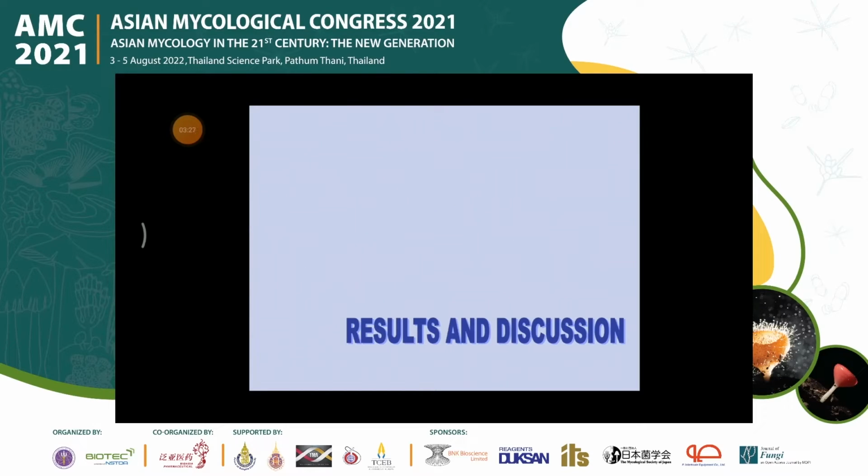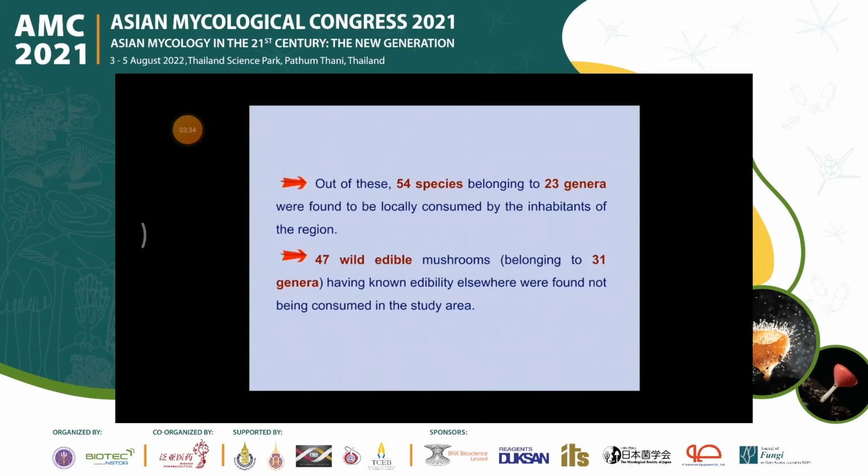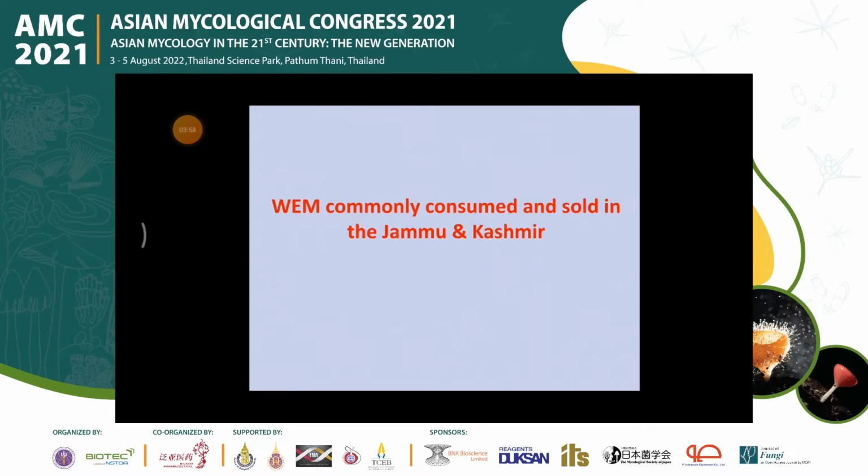So as far as the present study is concerned, a total number of 100 species, out of which 54 species belonging to 23 genera were found locally consumed by the local inhabitants of the region. 47 edible mushrooms are although reported to be edible from other parts of India and other parts of the world, but not consumed in the study area. And these 47 mushrooms are distributed in 31 genera.